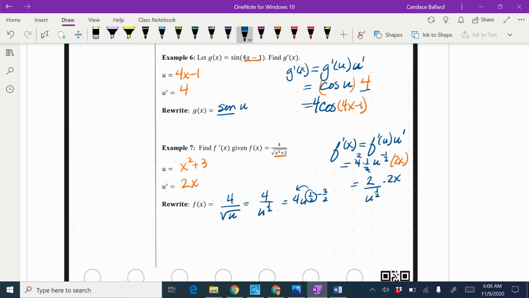And then times 2x. And then I'm going to replace the u. So I get 2. Instead of writing 1/2, I'm going to write square root, and I'm going to replace that u with the x squared plus 3. And then really what I should have done in the numerator is combine these together. I'm going to multiply 2 times 2x, which would be 4x.